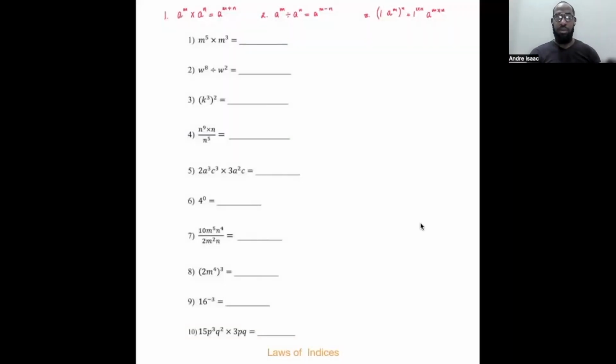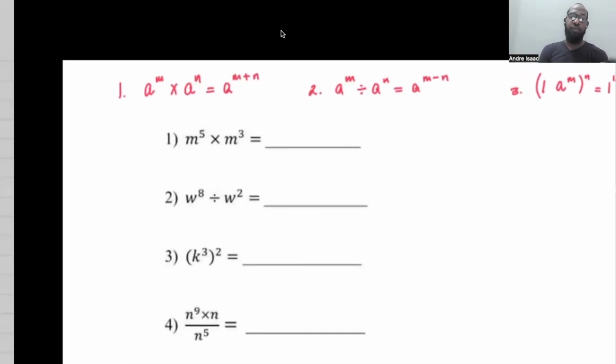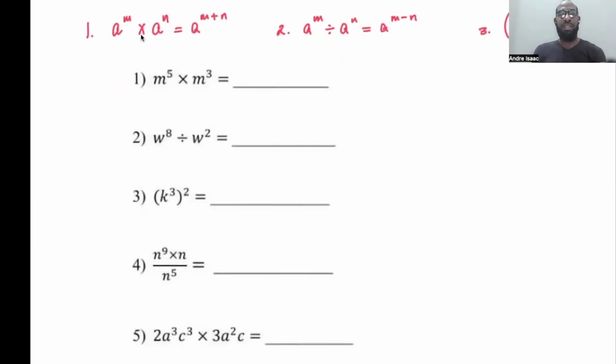Laws of indices. We are focusing on these three formulas to help us do these questions. I think a couple of questions don't even apply to these three formulas. But when you think of laws of indices, these three formulas come to mind. So if you look at the first one, when you're multiplying same letters or same numbers, we add the powers.